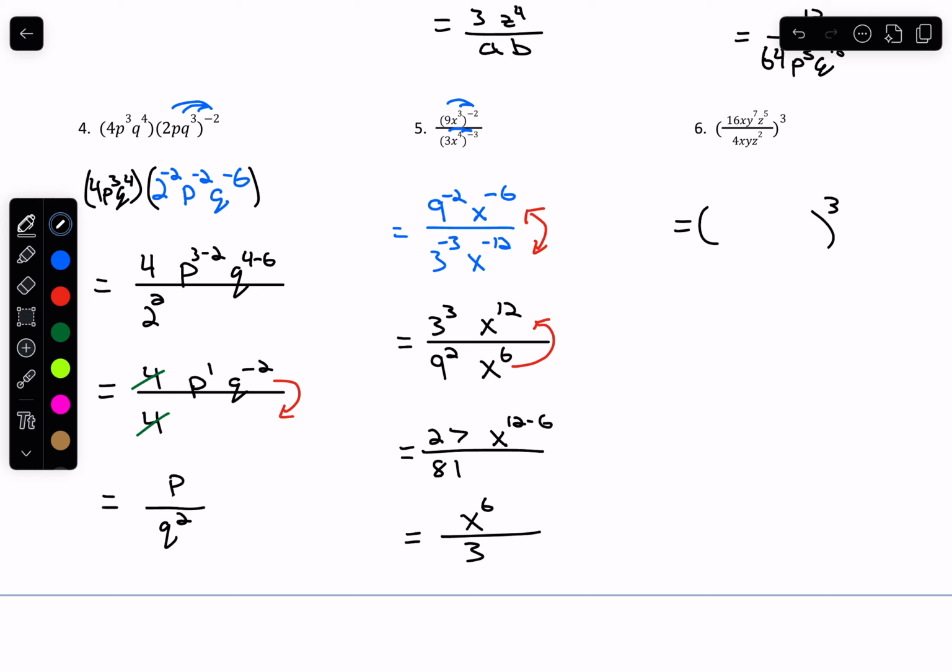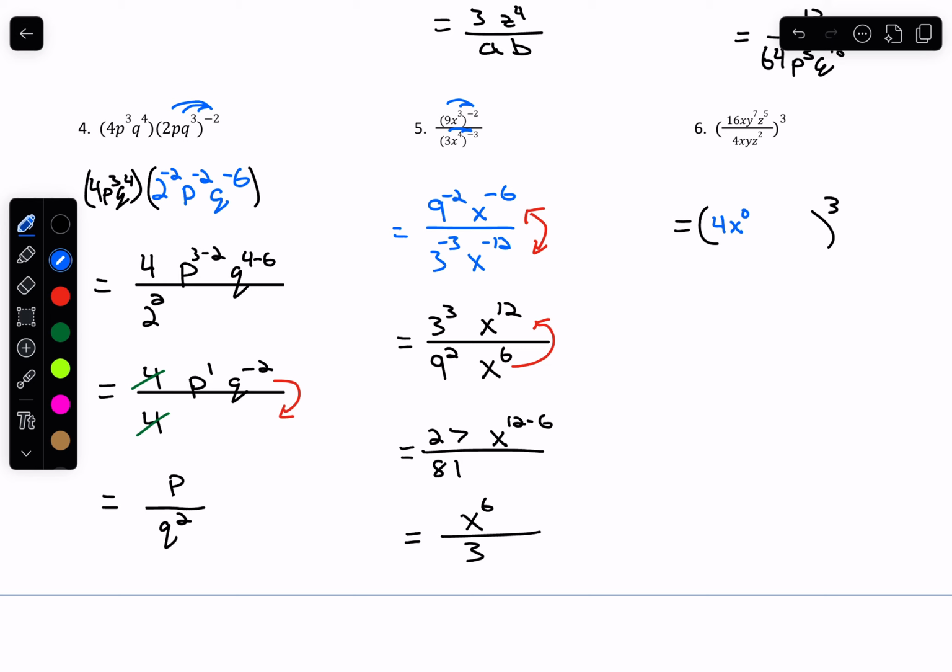So on the inside, we have a 16 on top and a 4 on bottom. That's going to give me a 4 left on top. We have an x on top and an x on bottom. Those x's are just going to cancel each other out, so I'm not going to have any x's left. I'm going to write x to the 0 here just to make that clear, because it's x to the 1 minus 1.